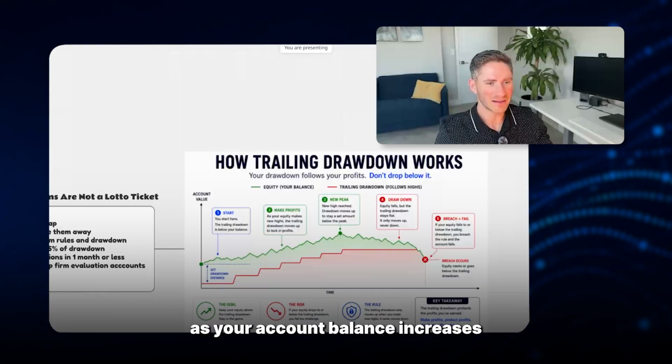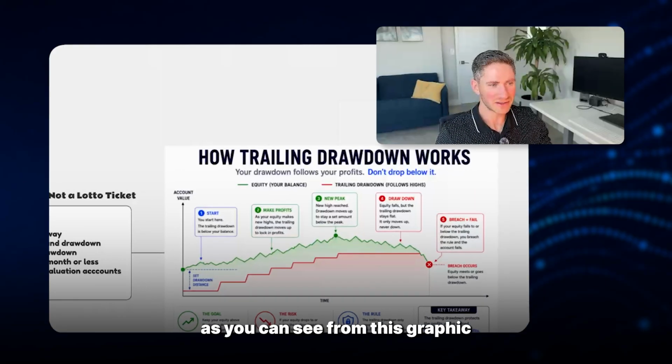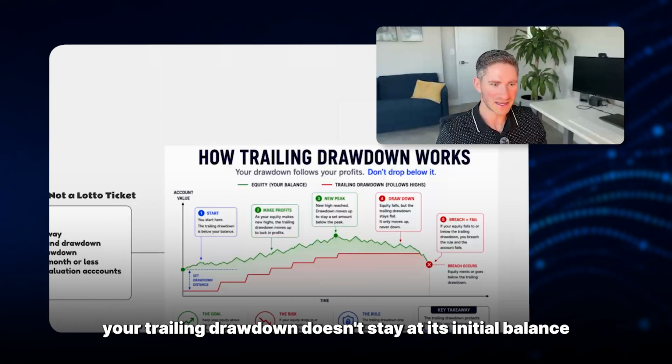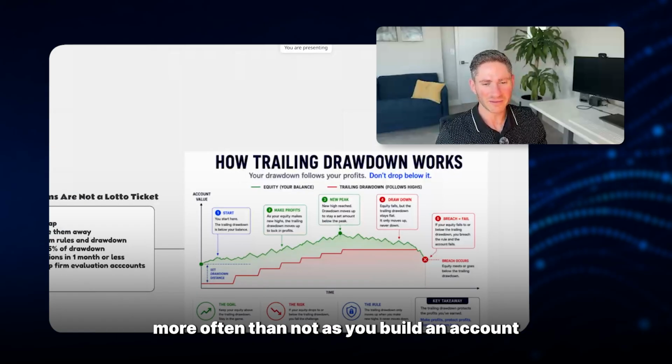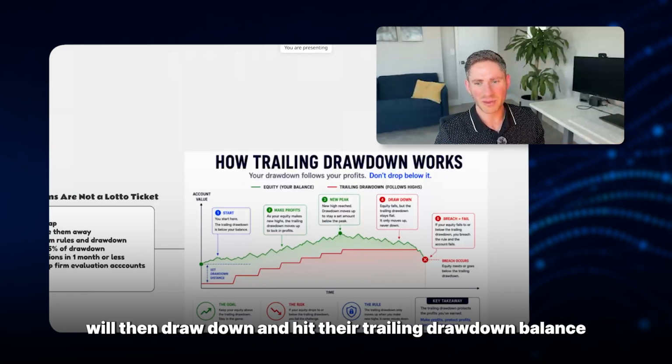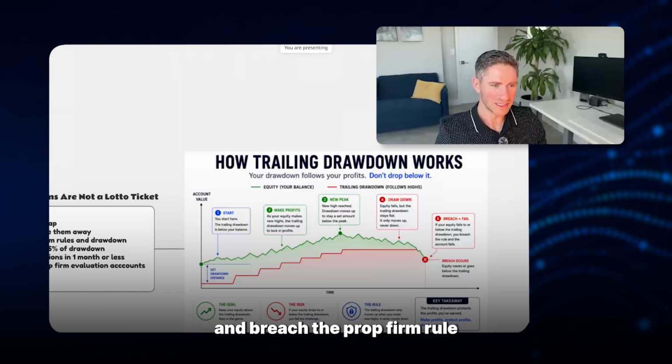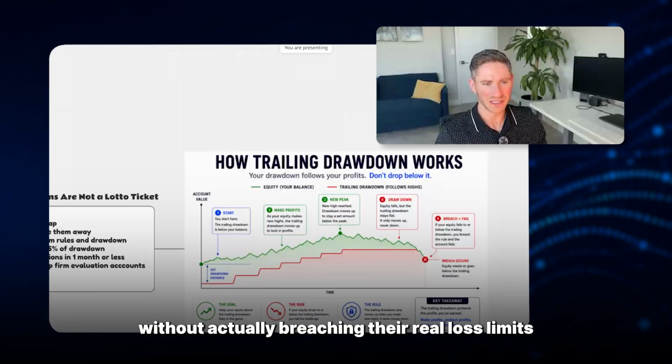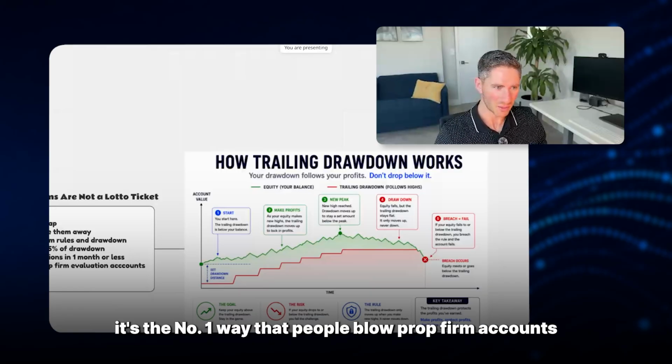So as your account balance increases, as you can see from this graphic, your trailing drawdown does too. Your trailing drawdown doesn't stay at its initial balance. More often than not, as you build an account, if you're inconsistent, people will then draw down and hit their trailing drawdown balance and breach the prop firm rule without actually breaching their real loss limits. It's the number one way that people blow prop firm accounts.